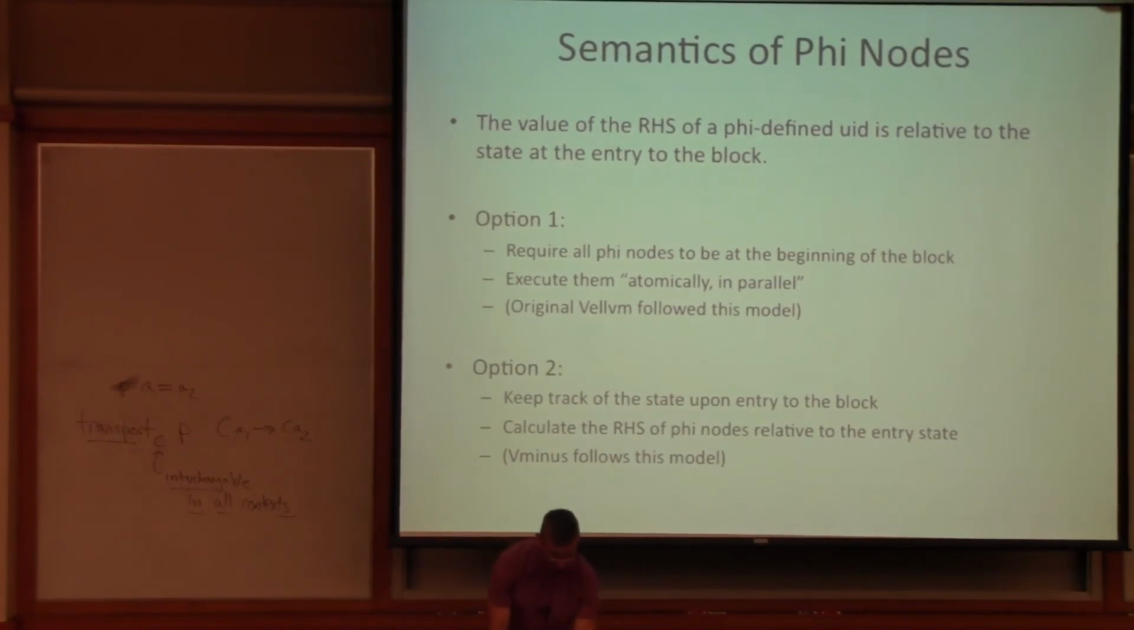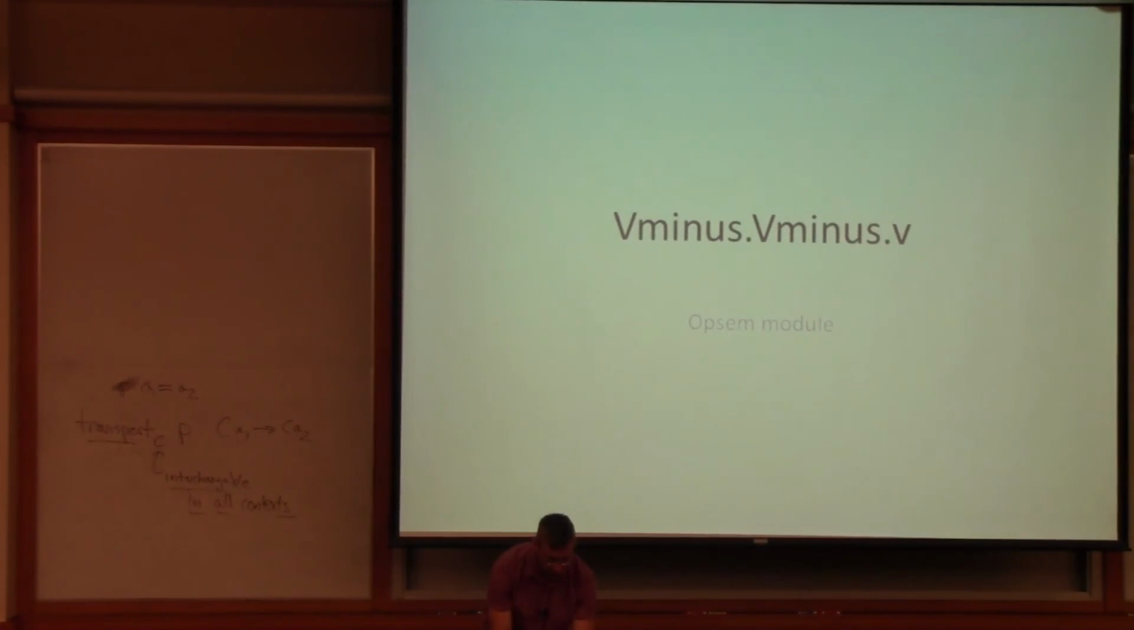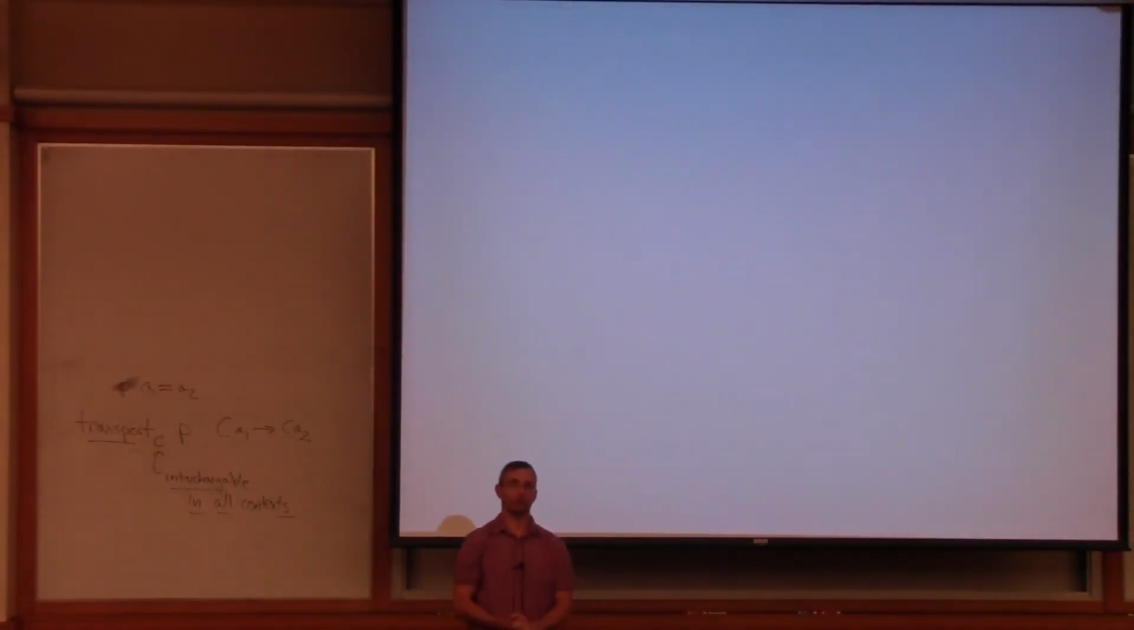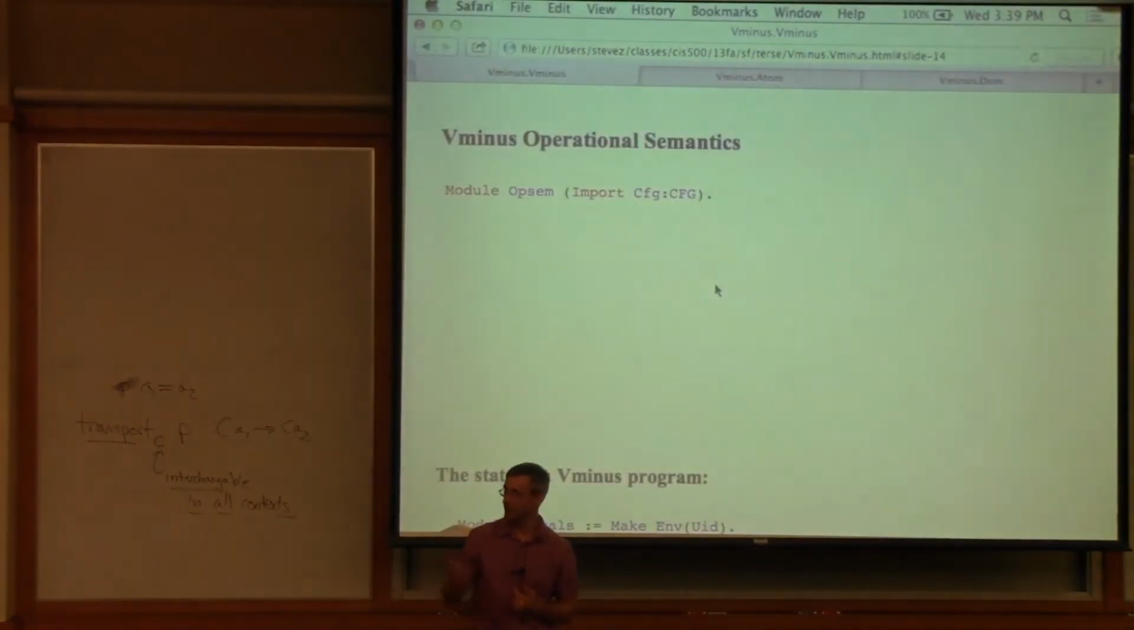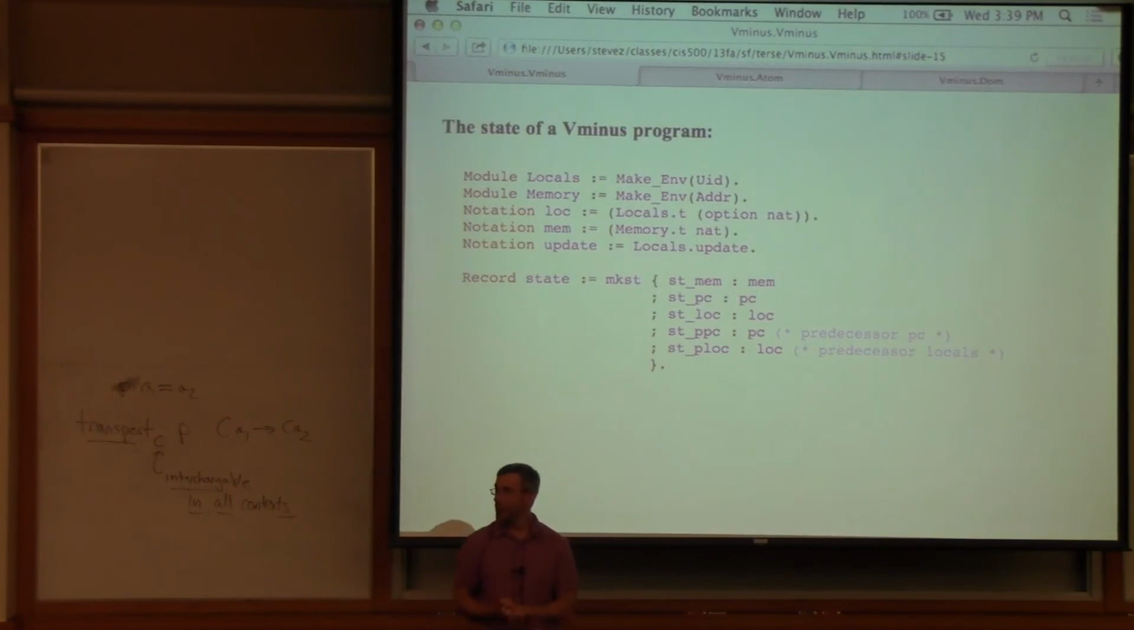So let's look at that. That's really the only tricky point of the operational semantics for V minus. Yeah? How do we resolve the phi nodes when we do that? You have nothing in the state that lets us figure out which.